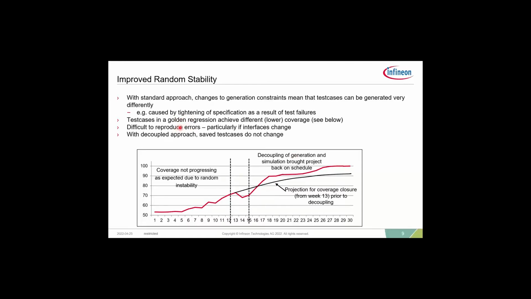As well as coverage changing, test cases which have generated interesting cases that have found bugs in the design can also change across changes to the constraints, and it can be difficult to replay these interesting test cases if the design and the testbench have moved on. Of course, with the decoupled approach, you don't have this problem. The saved test cases just stay the same.